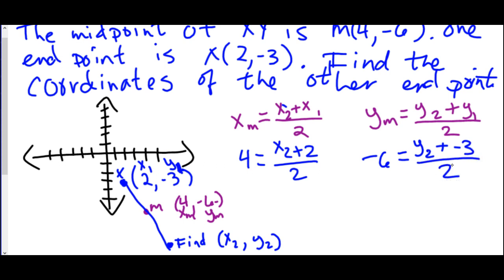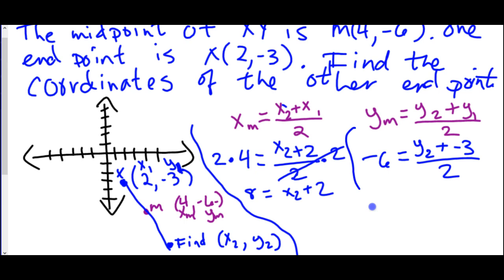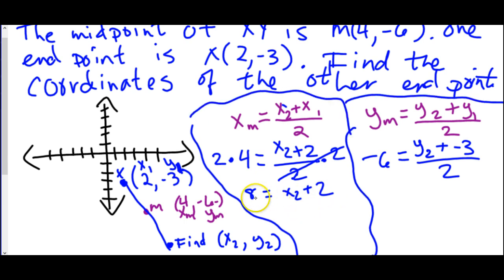Now to solve something like this, first we're going to have to times both sides by 2. What that will do is, because dividing by 2 and multiplying by 2 are opposites, those will cancel. We'll get 8 equals x2 plus 2. 2 times 4 made the 8. I'm going to put some lines just to show these are all separate. Now we have to finish solving this. This is plus 2, and we have to do the opposite, which is minusing 2. That means x sub 2 equals 6. That's the first coordinate of our endpoint.